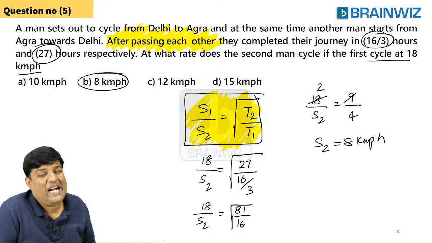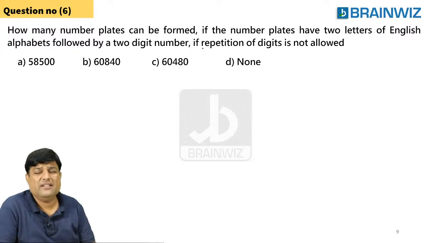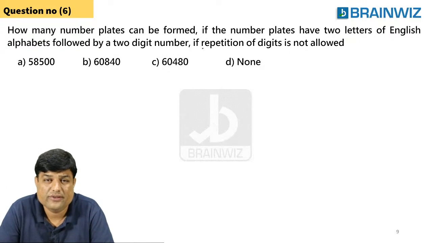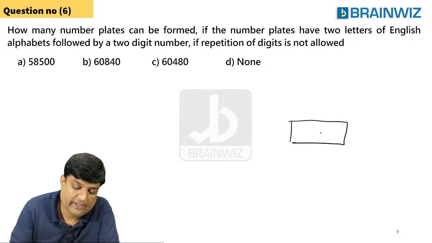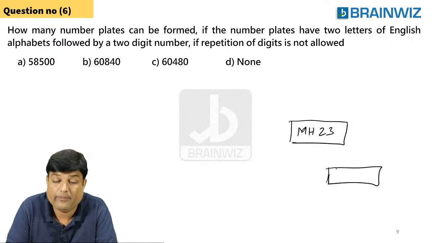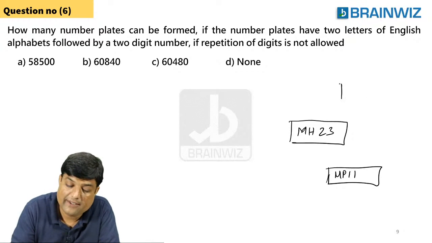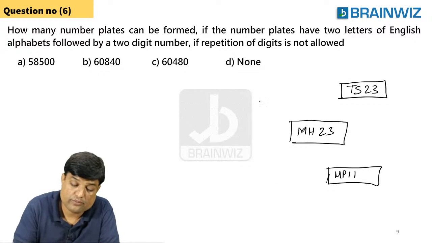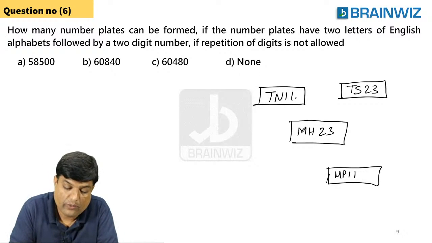Let's try to have half of the questions we have done, guys. So let's go for the other half of the questions. This is from permutation and combinations. What did it say here? We have seen the number plates, guys. This kind of number plates are there for every vehicle, like MH23, or if you are living in Bhopal, you will see MP11. If you are living in Telangana, it shows TS23. If you are living in Tamil Nadu, TN11.